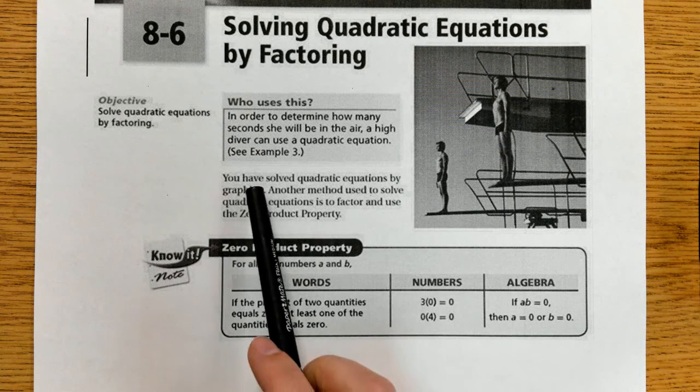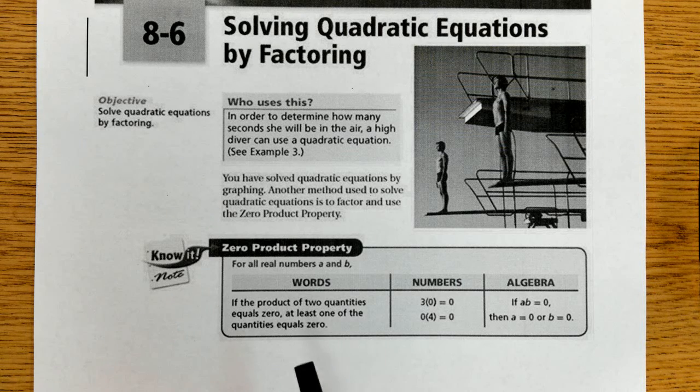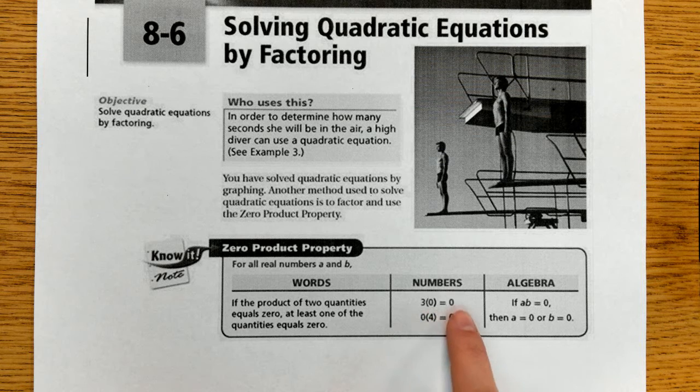So here, we already graphed. Another method to use to solve quadratic functions is to factor and use the zero product property. For all real numbers a and b, if the product of two quantities equals 0, at least one of the quantities equals 0. So that means 3 times 0 equals 0, 0 times 4 equals 0. If a times b equals 0, either a has to be 0 or b has to be 0 in order for that product to be 0. So when I factor, one of those factors or both of those factors could be equal to 0, and that's going to give us our solutions.